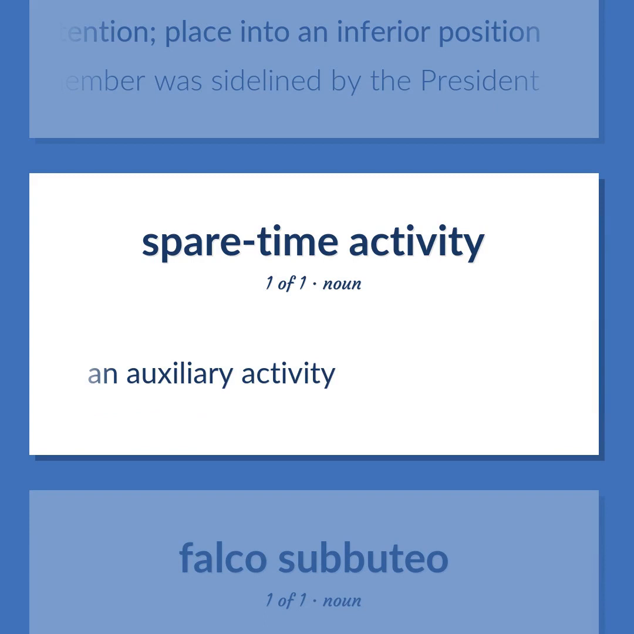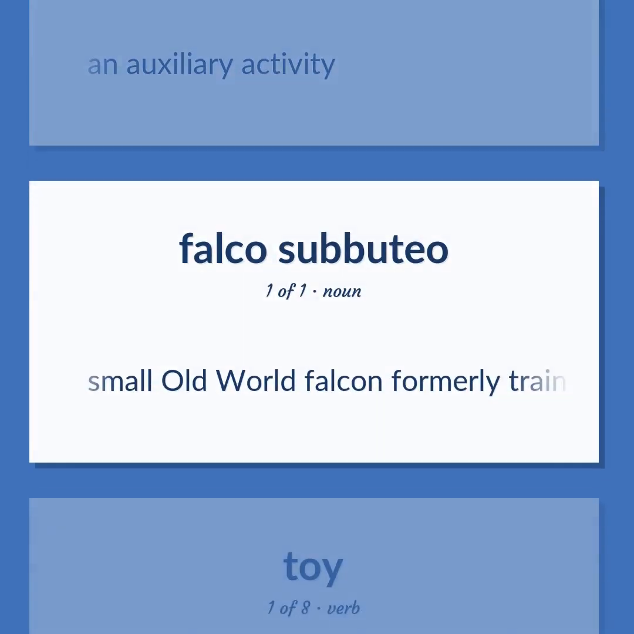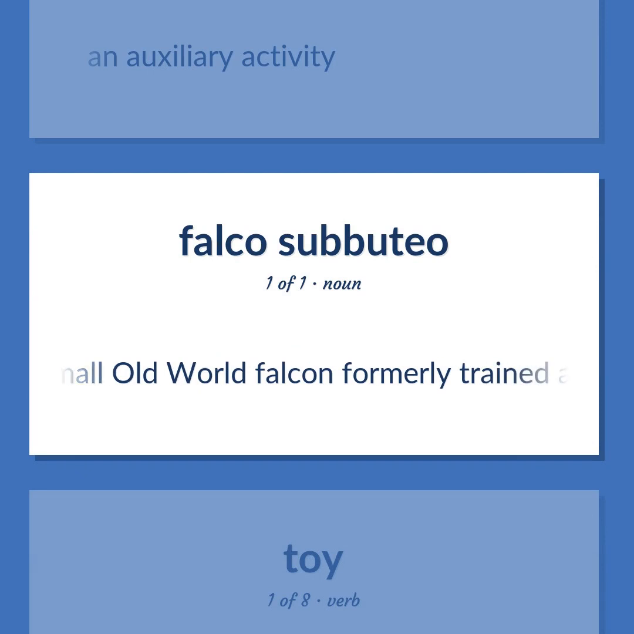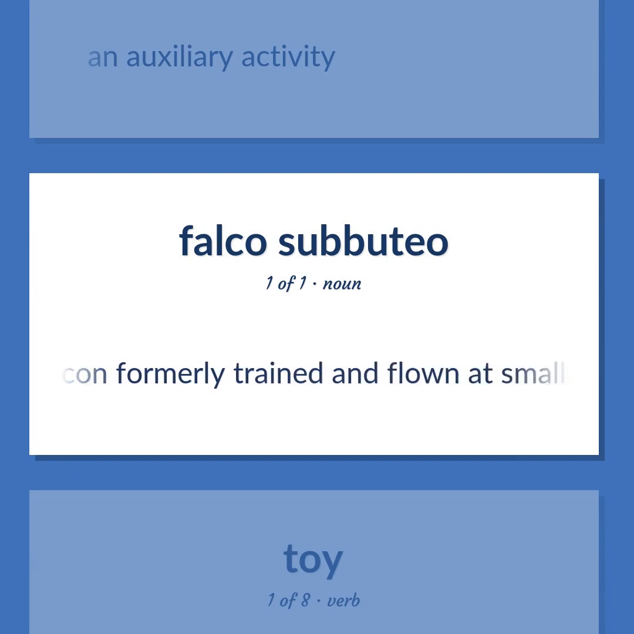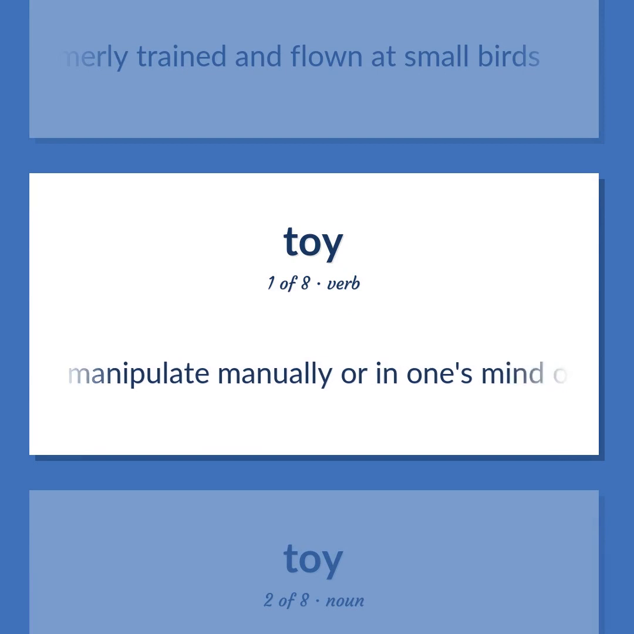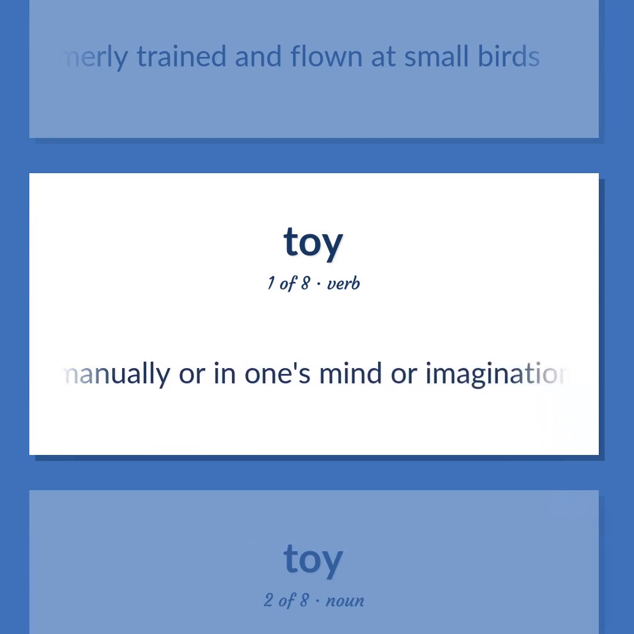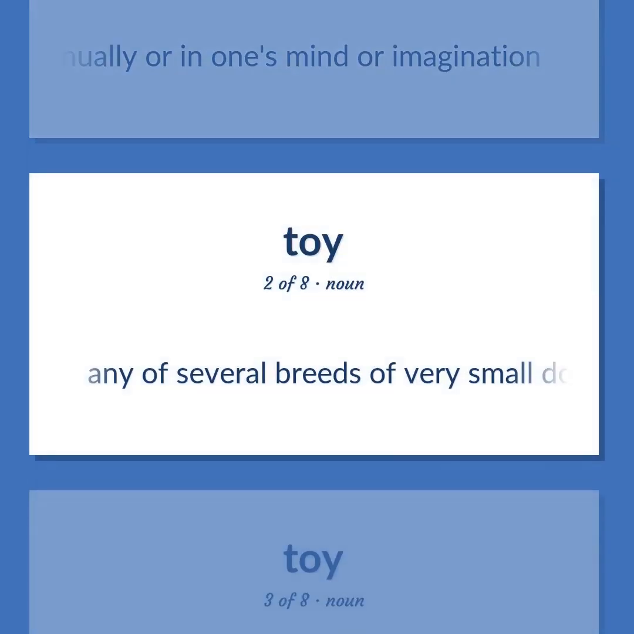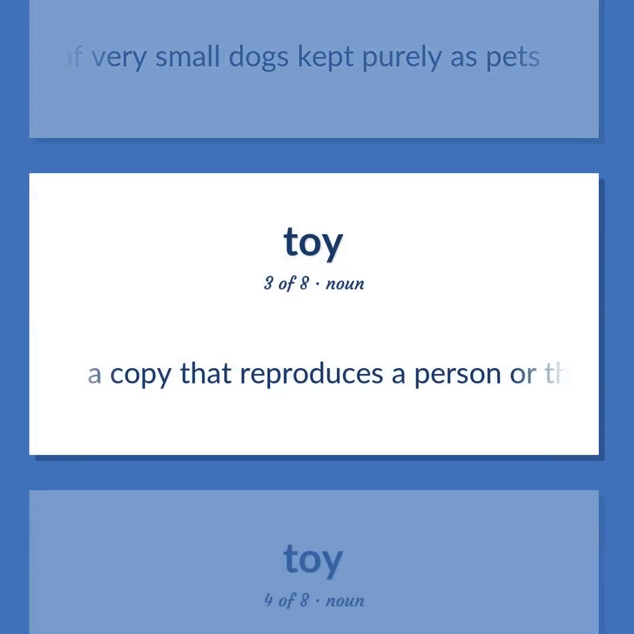An auxiliary activity. Small Old World falcon formerly trained and flown at small birds. Manipulate manually or in one's mind or imagination. Any of several breeds of very small dogs kept purely as pets. A copy that reproduces a person or thing in greatly reduced size.